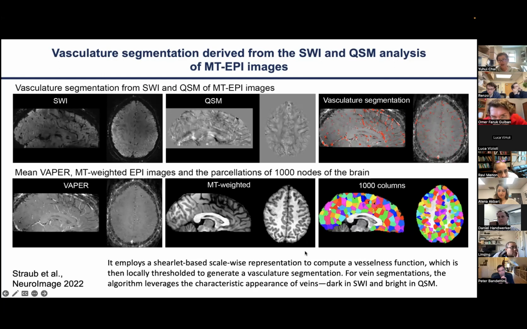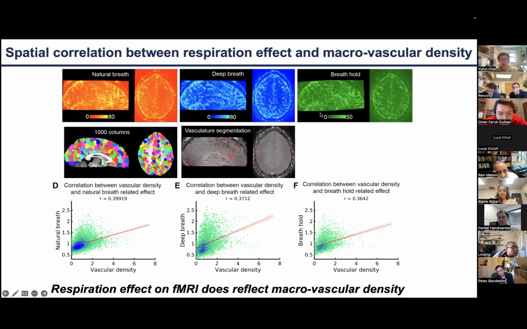And the arteries will be bright in VAPER, so we can have a vascular segmentation including large vessels, arterioles and veins. Then we can do a spatial correlation analysis between the vasculature segmentation and our respiration maps from the different breathing tasks. So here are the results.